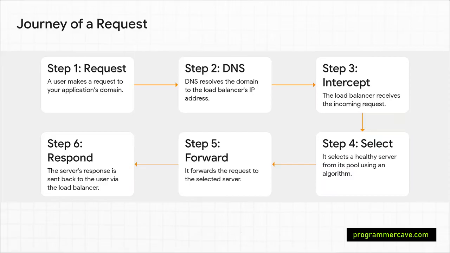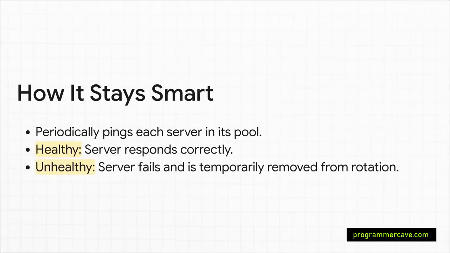Let's actually follow a request from start to finish. So a user types in your website. The first thing that happens is DNS, the internet's phone book, points them not to one of your servers, but directly to the load balancer. The load balancer grabs that request, looks at its pool of servers, and uses a special algorithm to pick the best one for the job. It forwards the request, the server does its work and responds back to the load balancer, which then passes that final response back to the user. And the craziest part? This whole complex dance happens in milliseconds, and the user has absolutely no idea it's even going on.